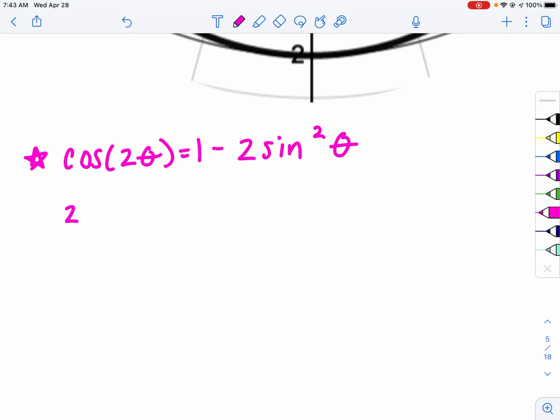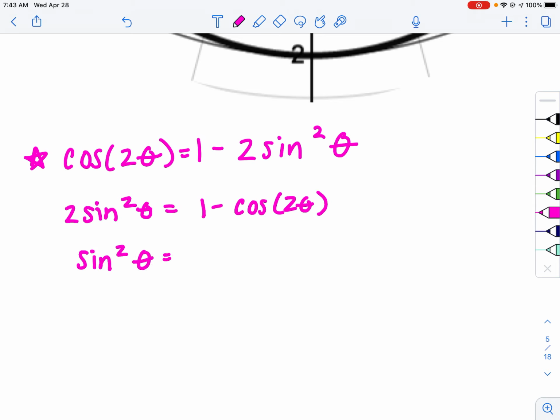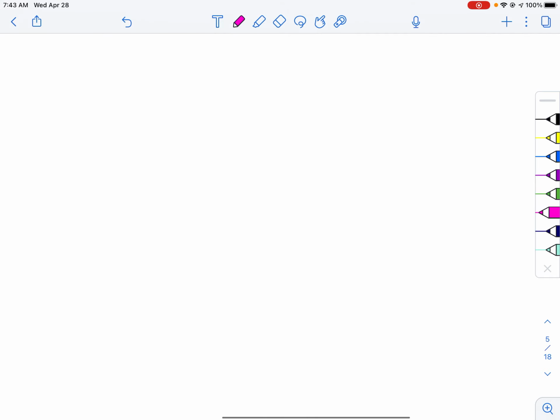So I've got the equal sign in there. If I rearrange this, I'm going to move the 2 sine squared over, so it's positive 1 minus cosine of 2 theta over here, and divide by 2. I get that sine squared of theta is also equal to 1/2 of 1 minus cosine of 2 theta. So we're going to substitute that expression in for sine squared because cosine of 2 theta is easier to integrate.